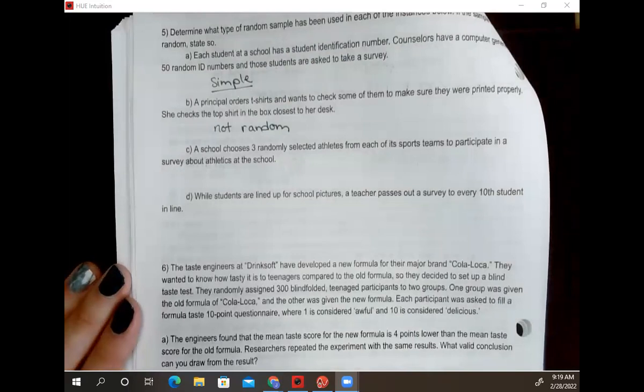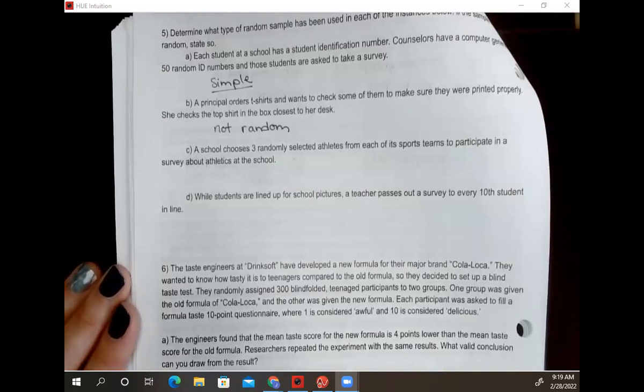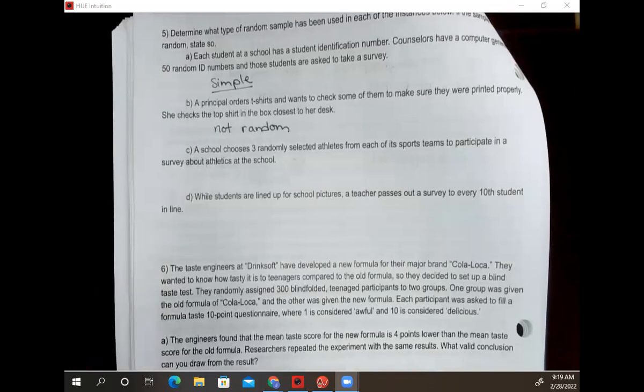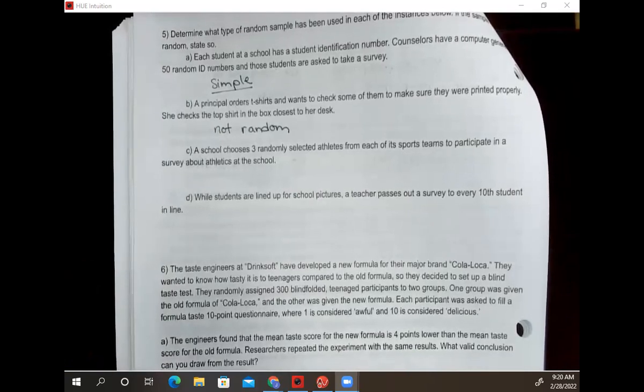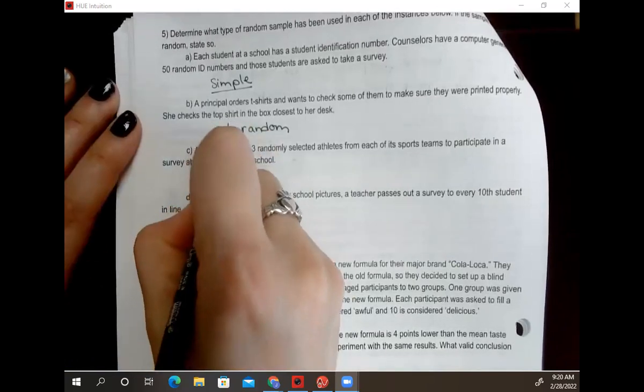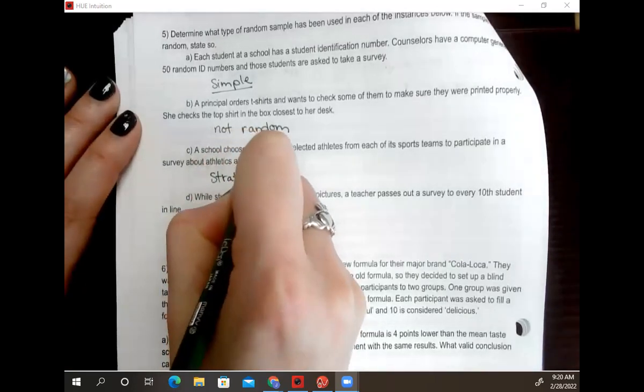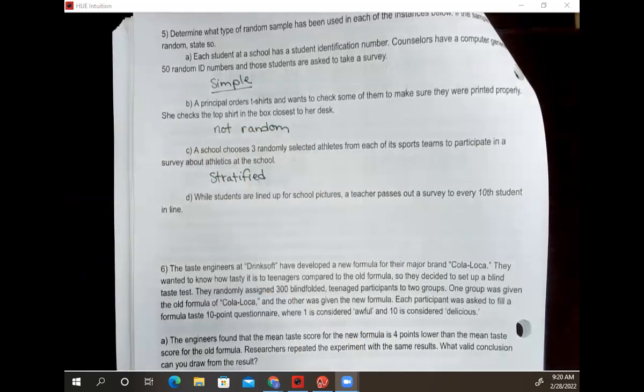Part C, a school chooses 3 randomly selected athletes from each of its sports to participate in a survey about athletics at the school. So I picked 3 athletes from each sports team. So of all my population that possibly could have been selected, I divided that population up by what sport you play, and I picked some athletes from each sport. What would this be? This is stratified, right? I broke them up into groups first. Good.